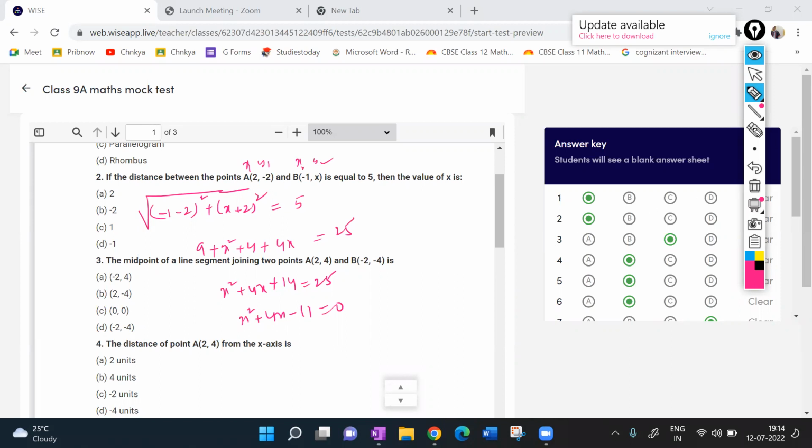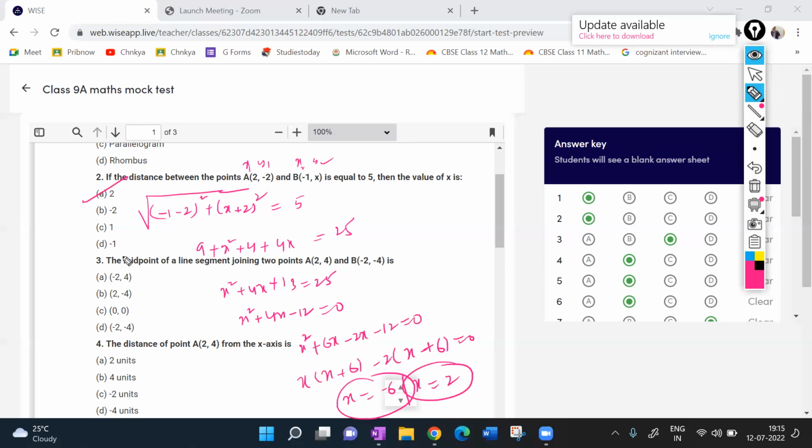Plus 13 here, not 14, beta. Here 13, it should have been. Then here 12. Then how do you factorize this? X square plus 6x minus 2x minus 12 is equal to 0. X plus 6 into x minus 2 is equal to 0. So x can be minus 6 or 2. Yes, Option A is correct. Any doubts, beta?